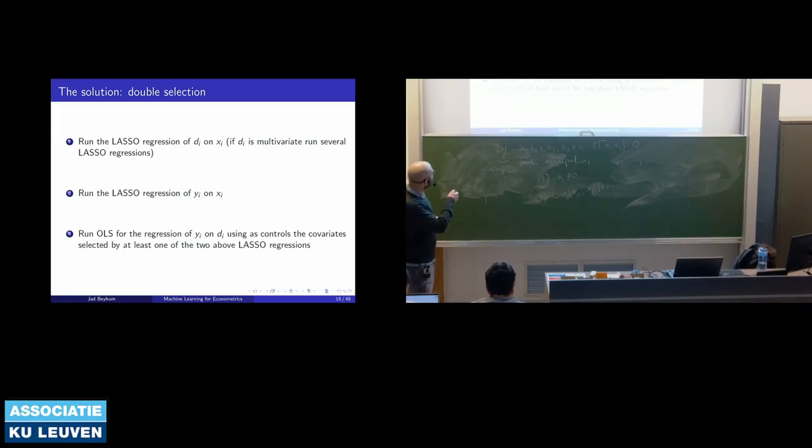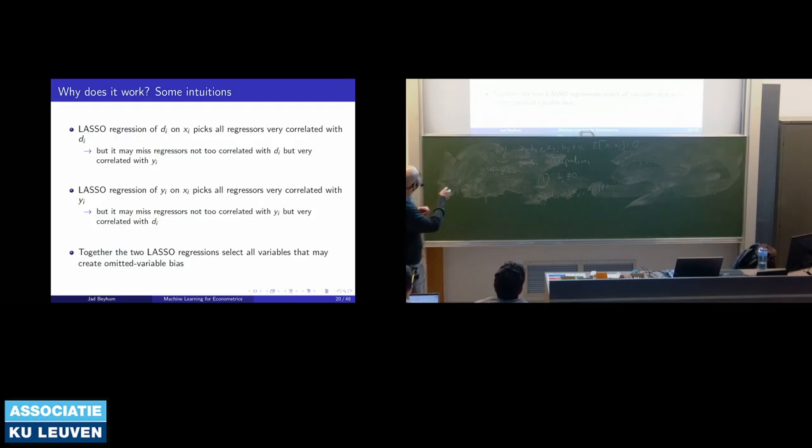And then at the last step, I run OLS for the regression of yi on di, using as controls the covariates that are selected by either of the two steps before. So in a sense, the first step gives me a set of selected variables. The second step gives me a set of selected variables. I take the union, and I use that for OLS in the last step. And what is essentially happening, the first lasso regression is going to pick all regressors that are very correlated with di. It might miss some regressors which are not very correlated with di, but it's going to pick all regressors very correlated with di.